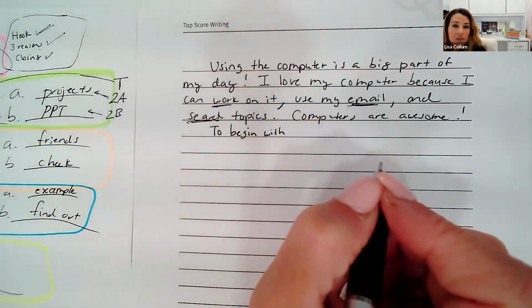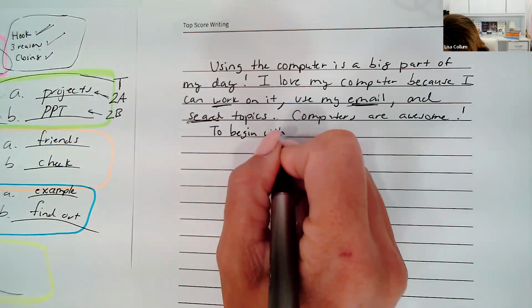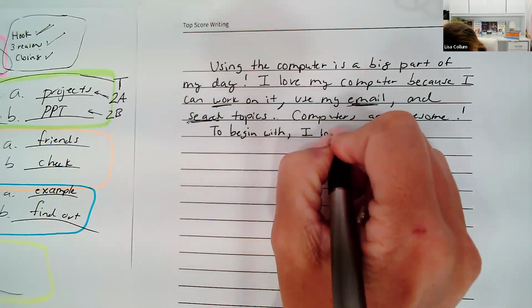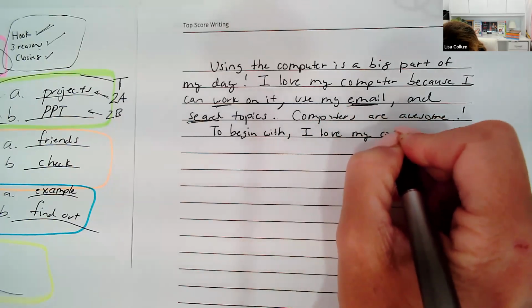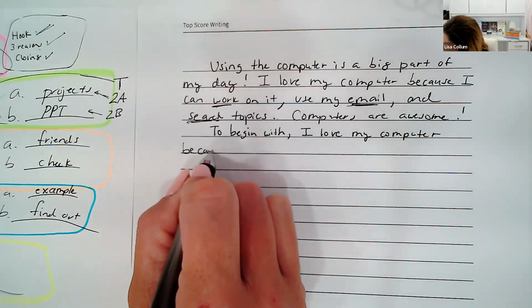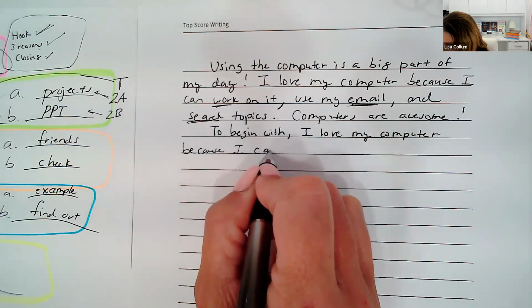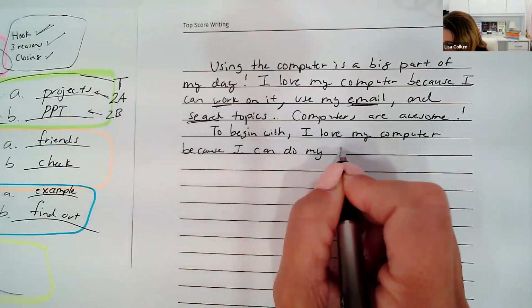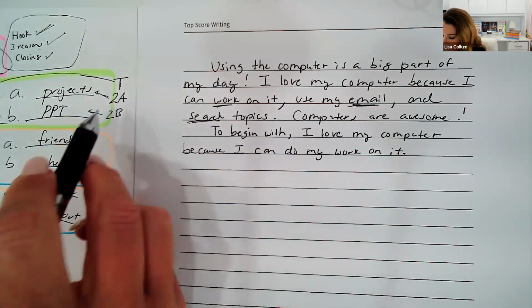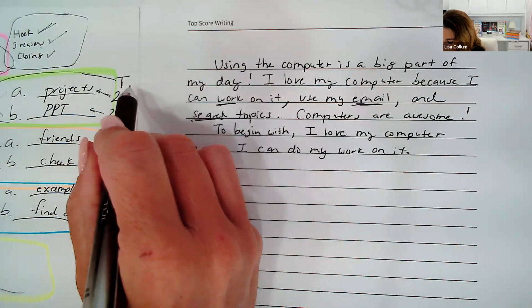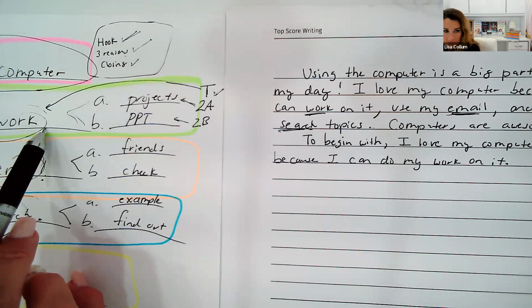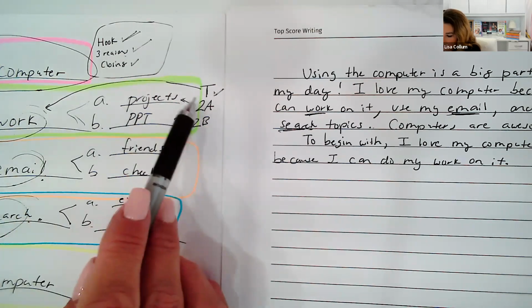But if you can't think of anything, you can put first. To begin with, comma, I love my computer because I can do my work on it. Okay, that's my T. It's my T, so I'm going to put a check because remember, my T is just my main topic, which is work. So I'm just going to say I like my computer because I can do my work, which I did. So that's my topic. I'm done.